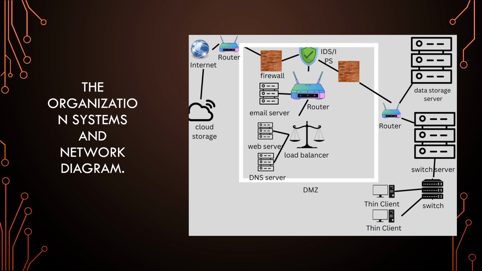Here we cover the organization's systems and network diagram. This is a diagram of Augusta Medical Hospital's network design. This design includes many elements, including cloud storage, internet access, 3 separate routers, one going from the internet to the firewall, then to the DMZ, another connecting to the IDS and IPS, then to the email server and a load balancer, and the last router is connected to the DMZ and then to a couple of servers. This design also has a switch and allows thin clients.